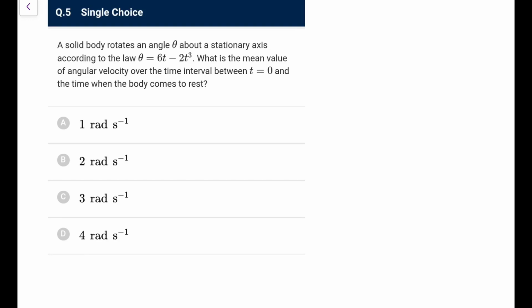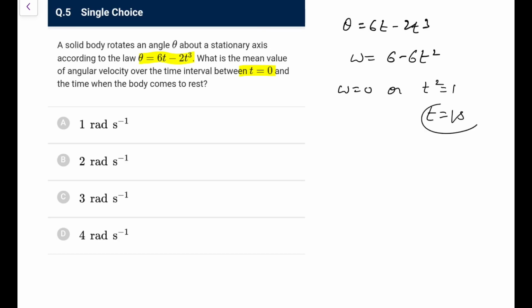A solid body rotates by an angle theta about a stationary axis. As per this law, what is the mean value of angular velocity between 0 and the time it comes to rest? First of all, theta is given as 6t minus 2t cube, so omega at any instant becomes 6 minus 6t square, and rest means omega becomes 0, or you can say t square becomes 1, or t equals 1 second.